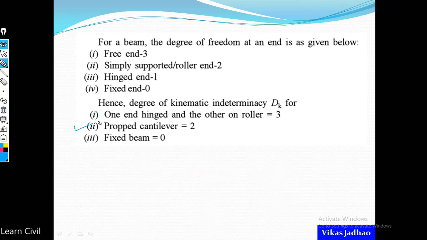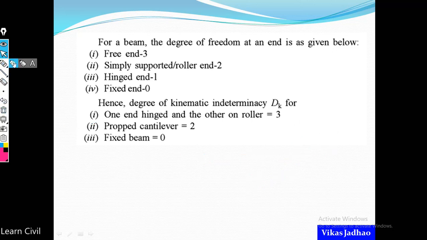Let us consider the second example, a propped cantilever like this. Here the deflected shape will be something like this. At joint B we will have rotation at B. Again, translation in the x direction is possible here. Therefore the degree of kinematic indeterminacy for a propped cantilever will be equal to 2.